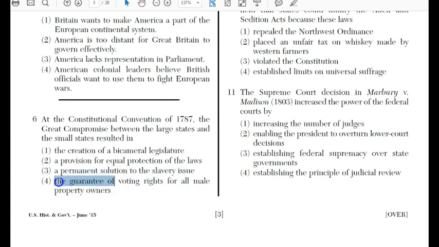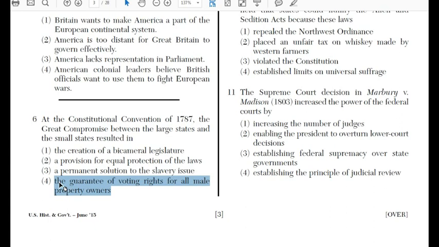The guarantee of voting rights for all male property owners. In fact, that doesn't appear in the Constitution. There's nothing in there about who votes. All it says is that when you have voting for Congress, the state will make the rules, but the state has to use the rules it uses for its own legislature.